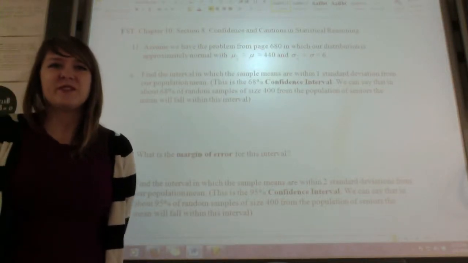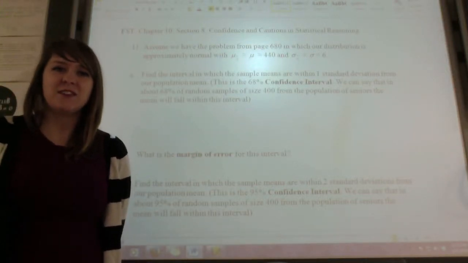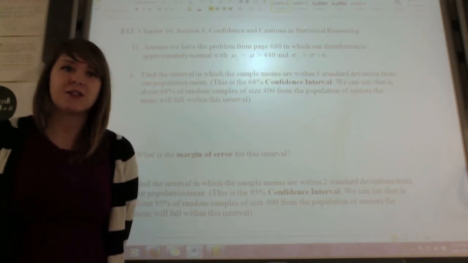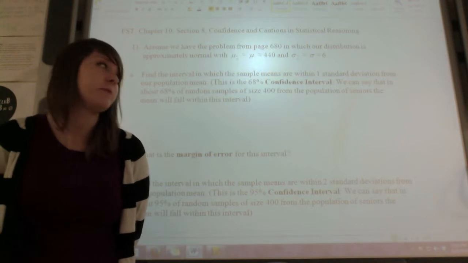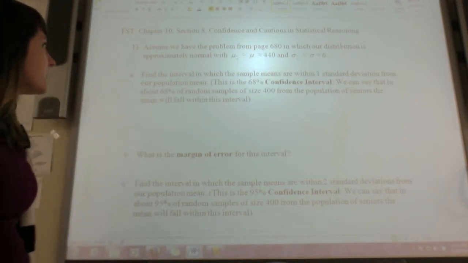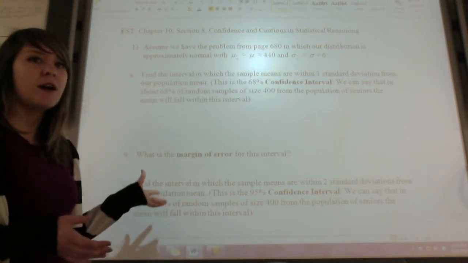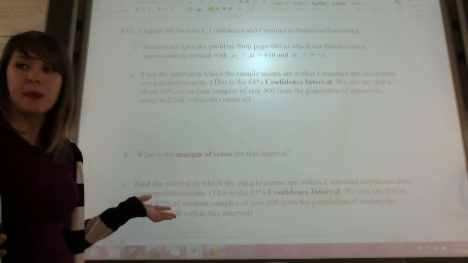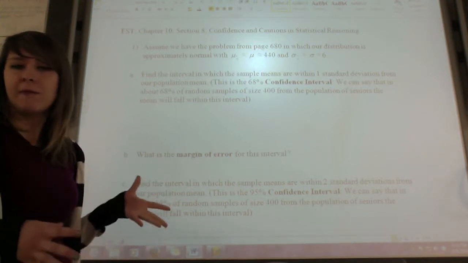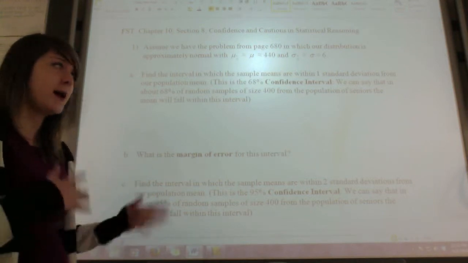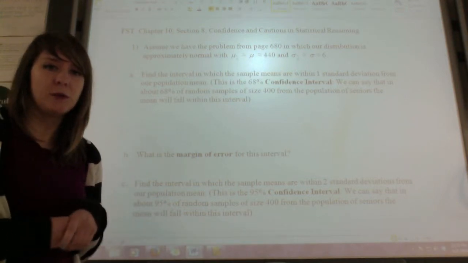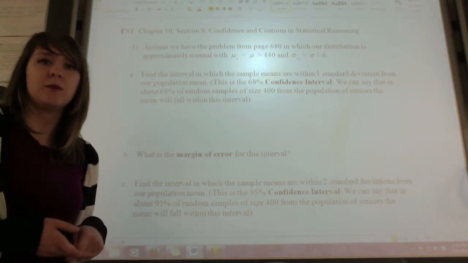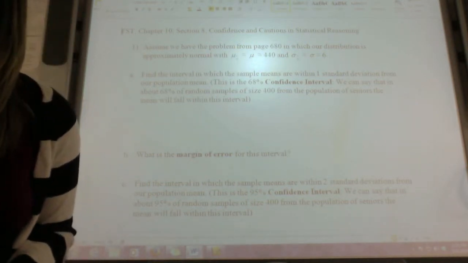Hey guys, today we're doing Chapter 10, Section 8 of our FST book, which is on confidence and cautions in statistical reasoning. So looking at our notes here, the first thing right off the bat, we're just going to talk about some questions, okay? But before I want to actually talk about how to answer some of these questions, I think it would be best if we just read some of the stuff from the textbook to make sure that we're understanding what's going on.